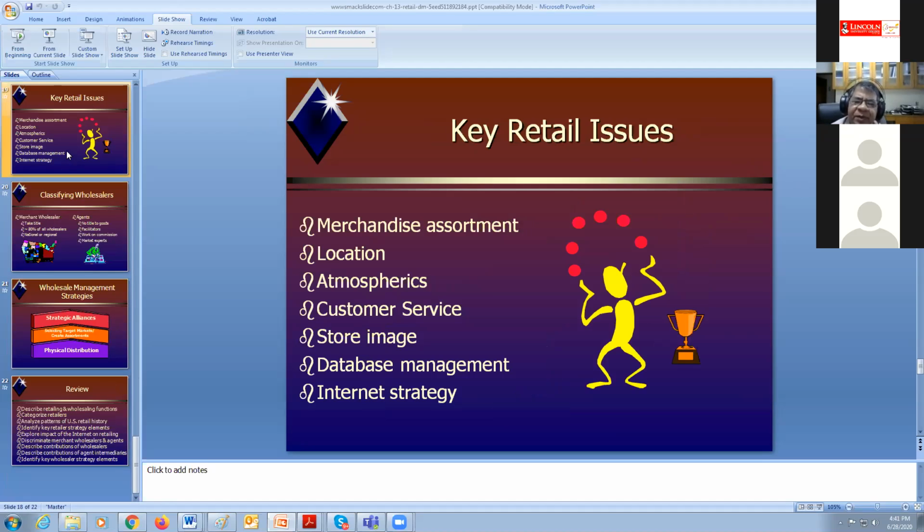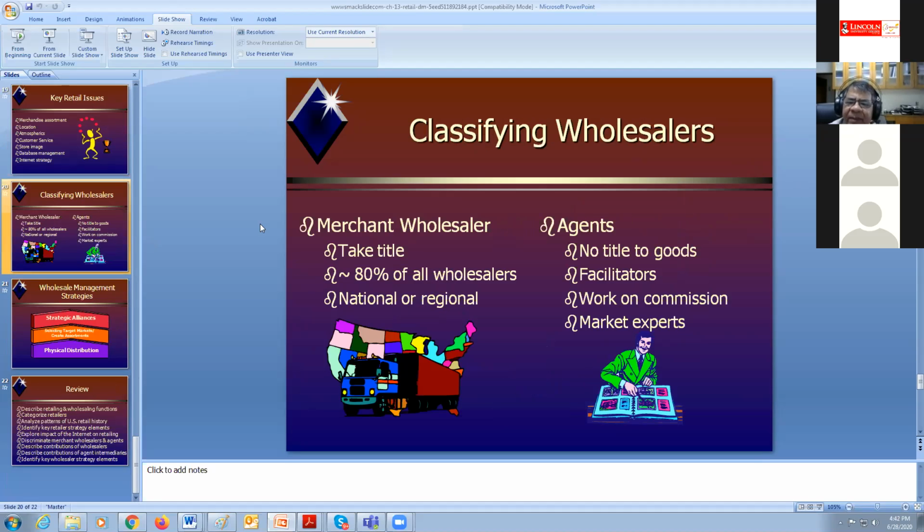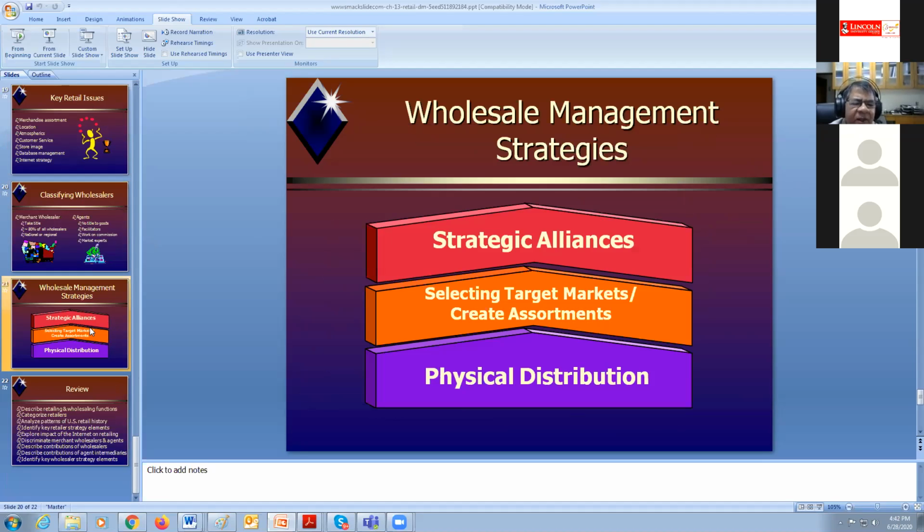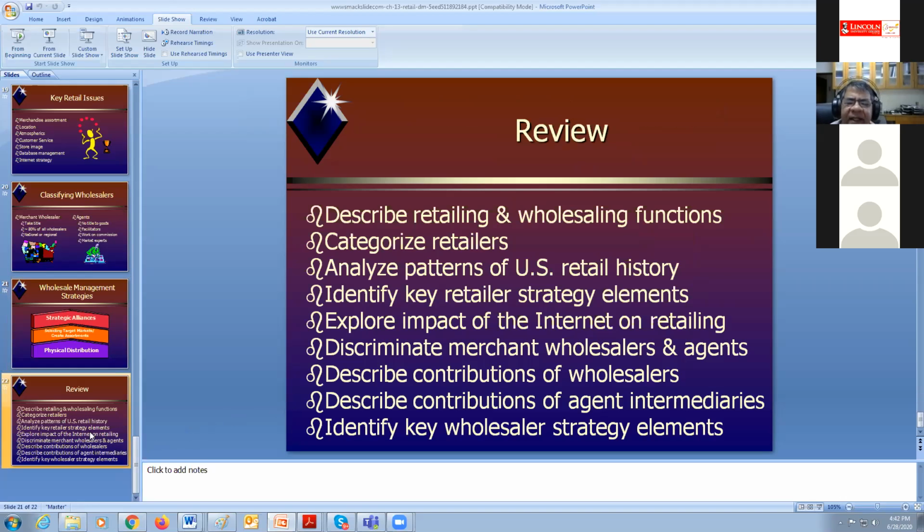Now, what are the key retail issues? Merchandise, location, atmosphere, store image. Classifying wholesalers: merchant wholesaler, agent. Wholesale management strategy: strategic alliances, select target markets, create physical distribution. And finally, you must look at the review of the entire strategy. Retailing, wholesaling: categorize retailers, analyze patterns, identify key retailer strategy elements, explore the impact of internet retailing. These have basically all been discussed in the previous chapters. So that's your chapter 13.